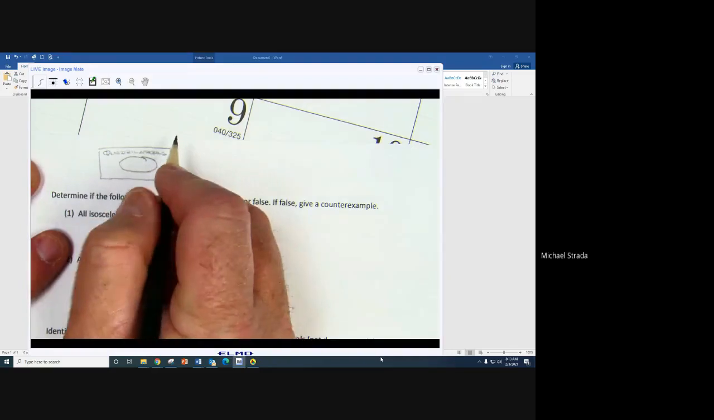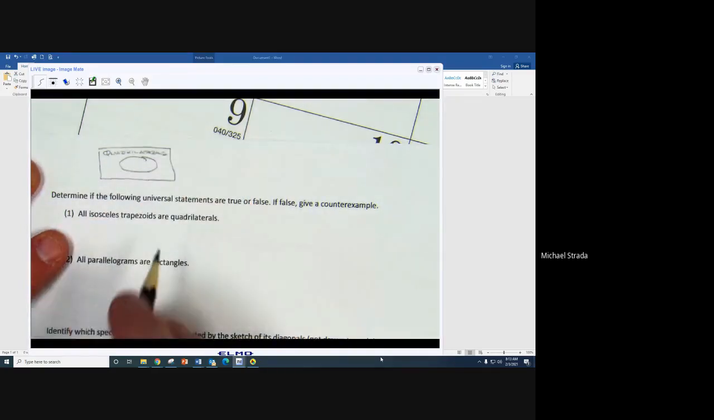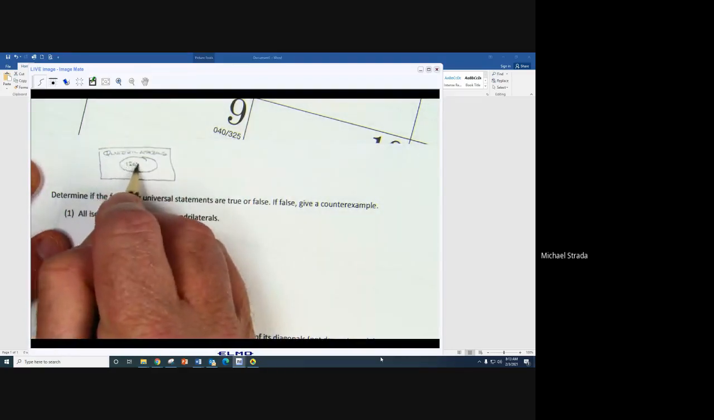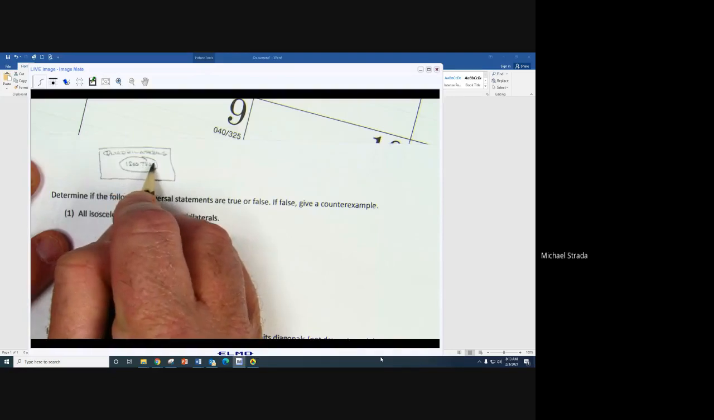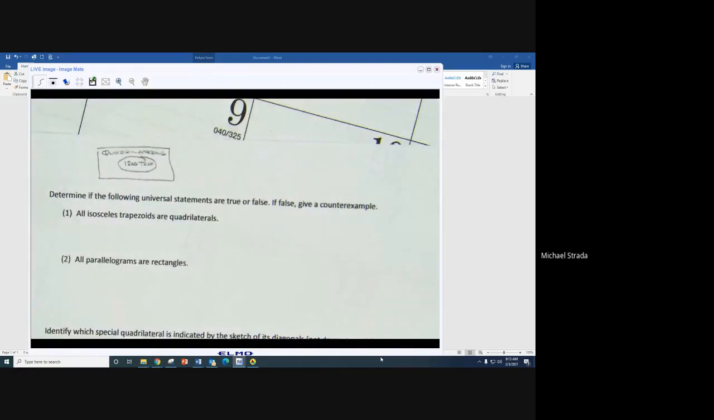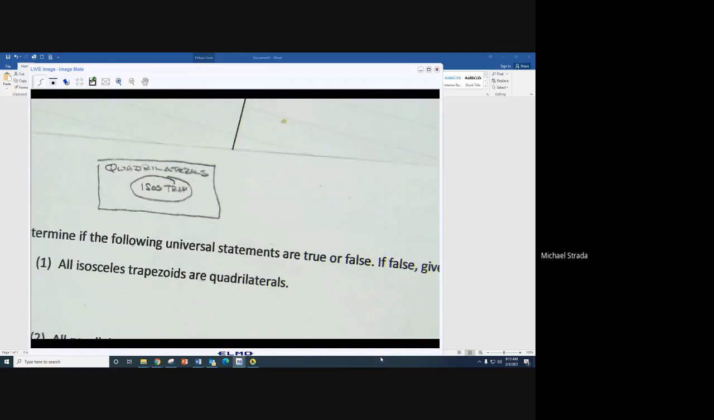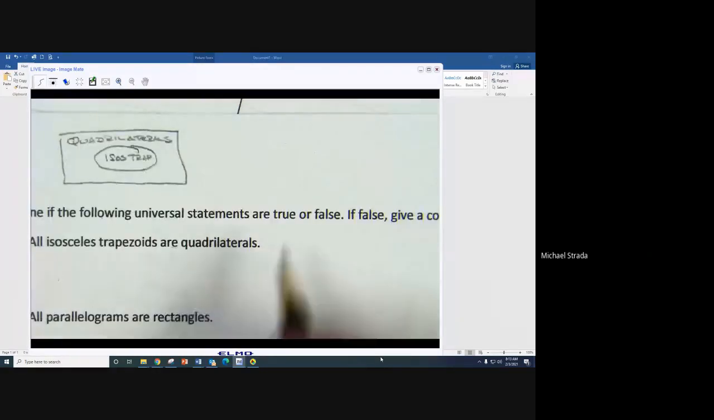I personally wouldn't do it this way. I would do it the other way, but everybody's different. And then in here would be isosceles trapezoid. Is that an accurate diagram, isosceles trapezoid subset of quadrilaterals? Yeah. The easier way of doing it is how many sides in a trapezoid? 4, which is the definition. So that, my friends, would be true.